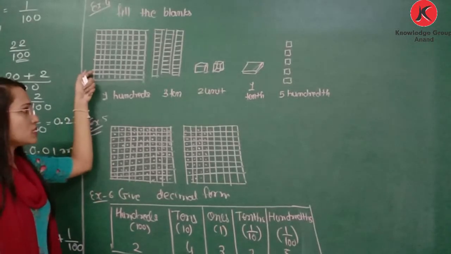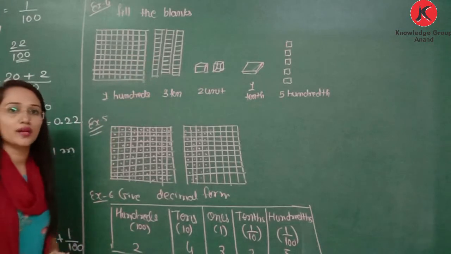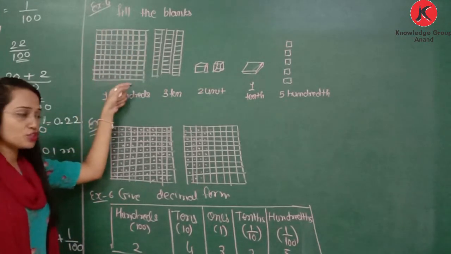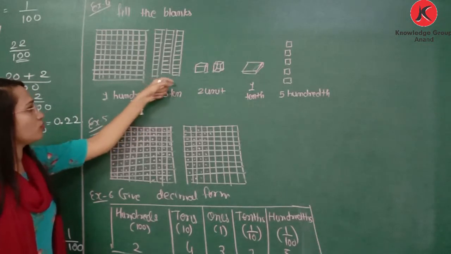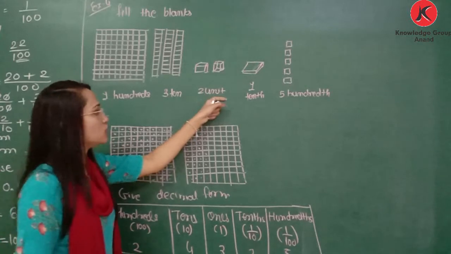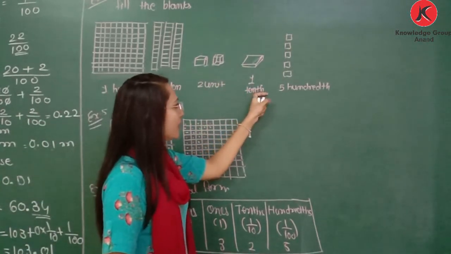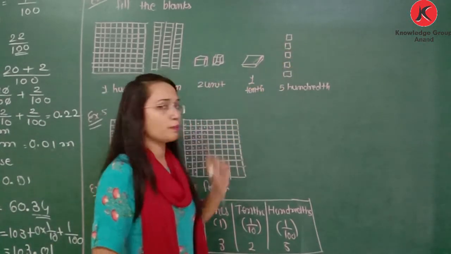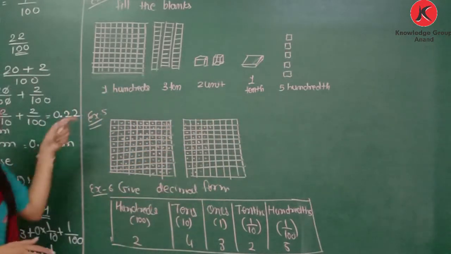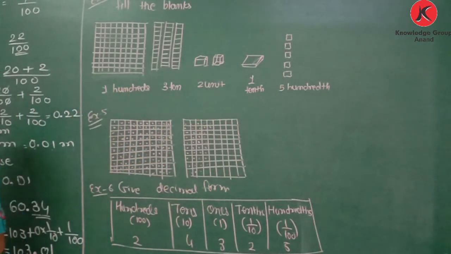Fill in the blanks here. Blanks means you need to write this one as a decimal number. So here, this part is shaded. How many tens do we have? 3 tens. How many unit digits are there? 2 unit digits. 1 tenth part and 5 hundredth parts are given. So this figure is given and you need to fill in the blanks. It means you need to represent this one as a decimal.